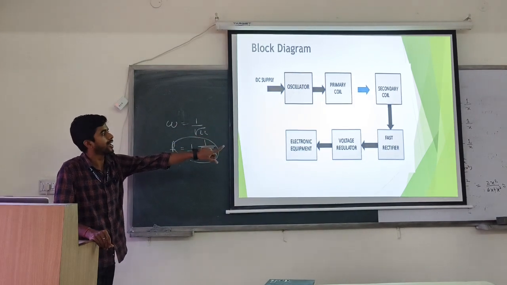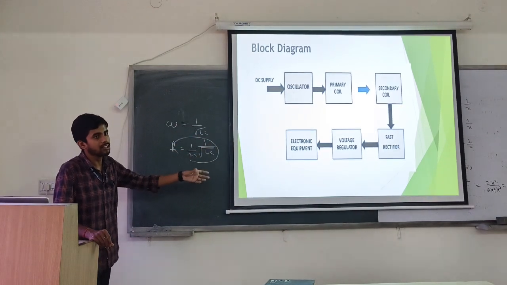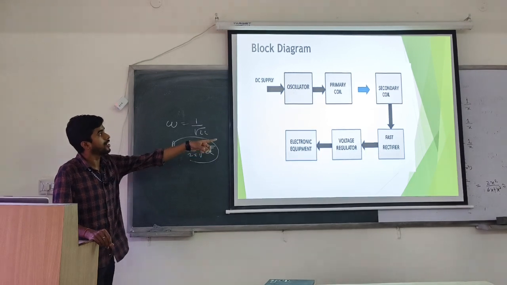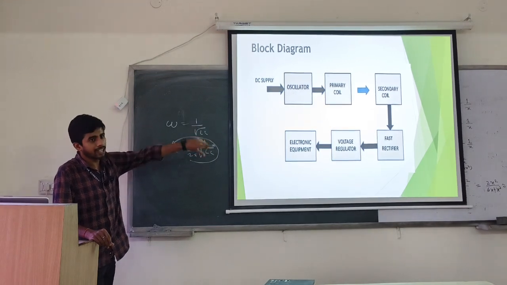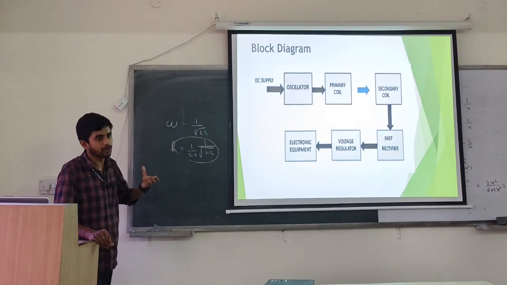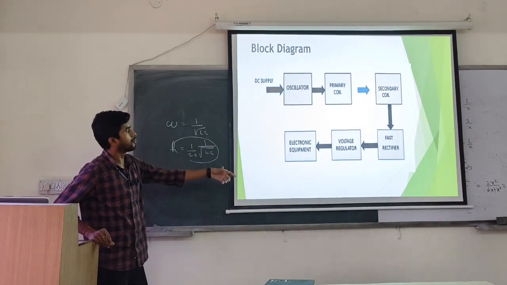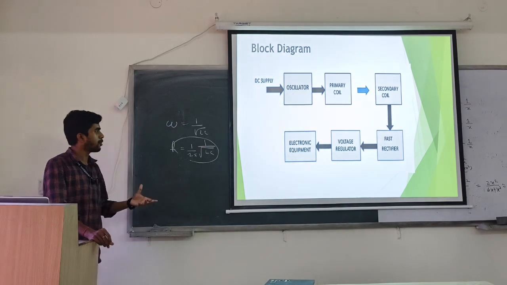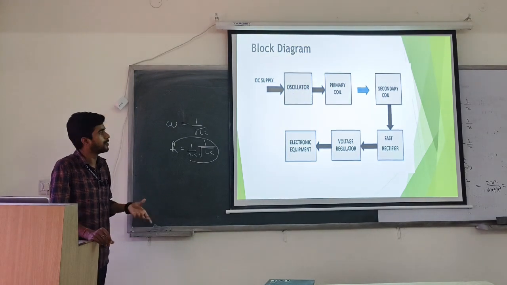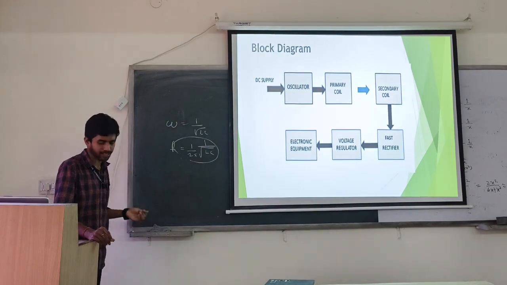In the secondary coil, there is a rectifier to rectify the voltage. The secondary coil converts the magnetic field to an electric field, and the rectifier rectifies the voltage, and then we give it to the voltage regulator. Then the voltage regulator regulates the voltage and gives it to the electronic equipment as per the needs.